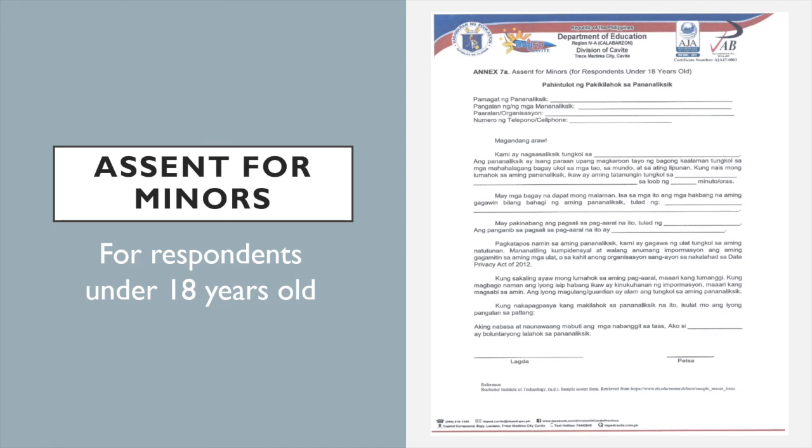The second one is assent for minors. This type of consent form is for respondents below 18 years old. So these are usually our students if they are the respondents or participants of your study. So this is the assent for minors template provided by the division.